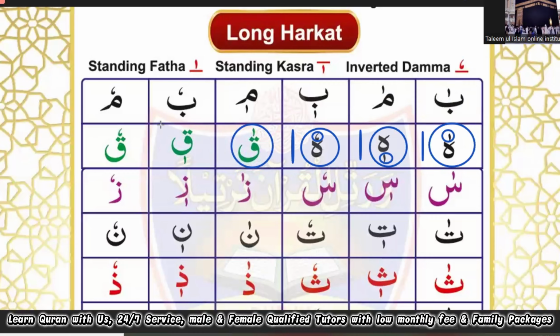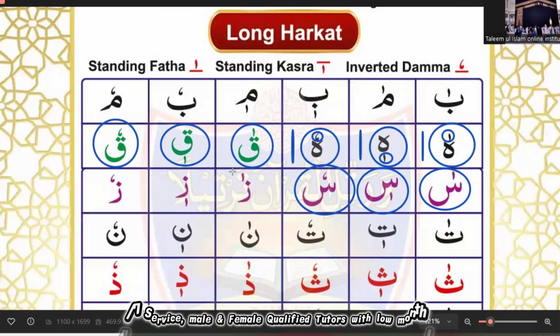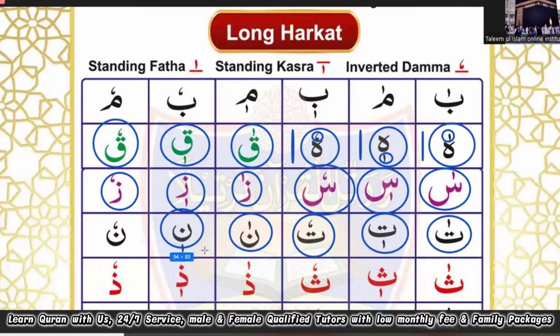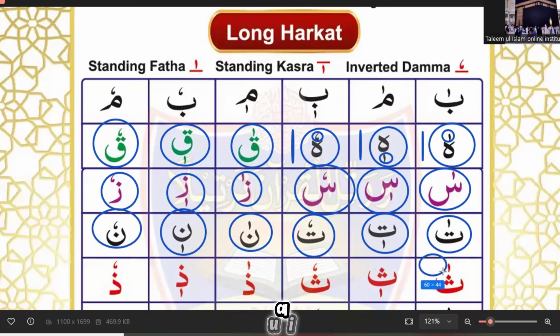Qa, bold, qi, qu. Sin will be whistly: sa, si, su. Za will be hard and a bit whistly: za, zi, zu. Same here for ta: ta, ti, tu. This one, na, ni, nu. These two letters will be soft.